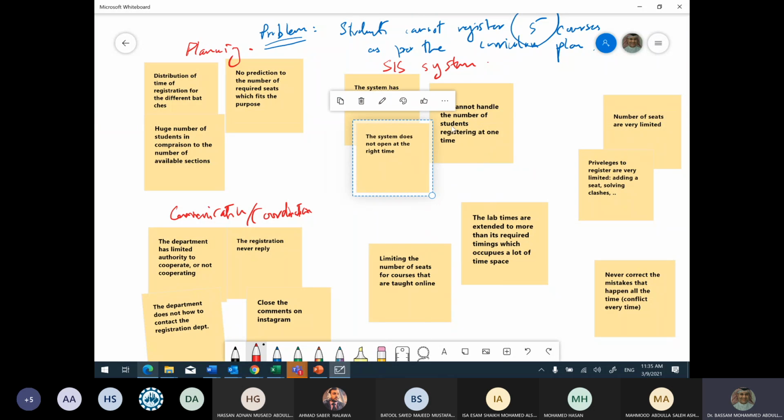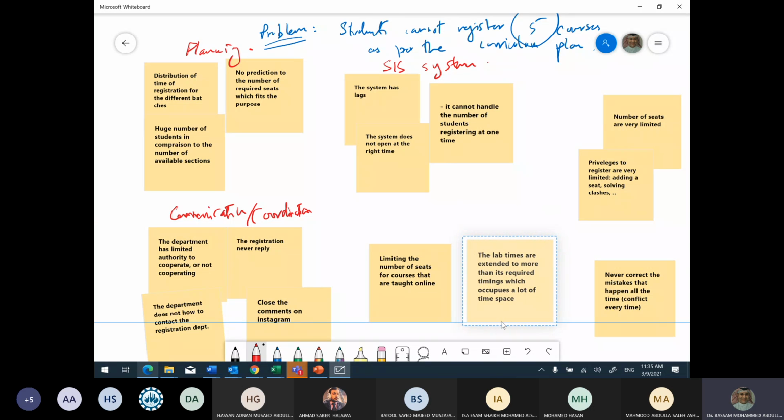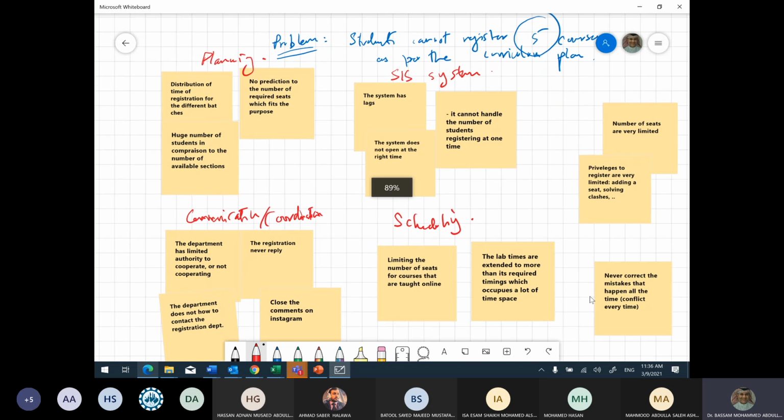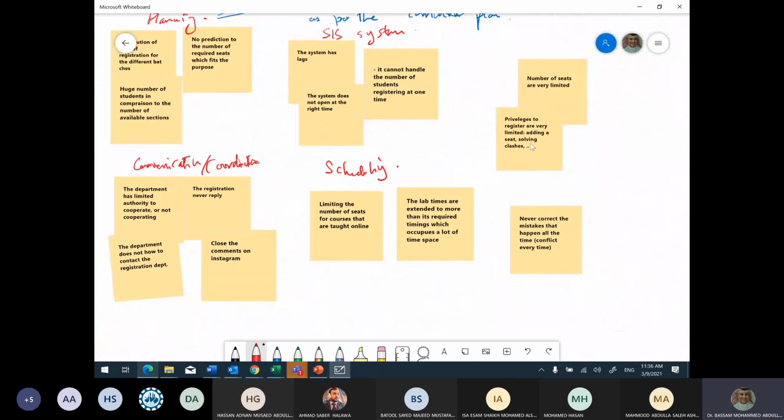So we can see that the things related to the SIS system, we have kept together. There are other things related to scheduling, which is also related maybe to planning. But I will put it under scheduling because it's more about planning for the schedule. And this is related to the time of the lab. What else? Privileges. Let me read. Privileges to register are very limited.